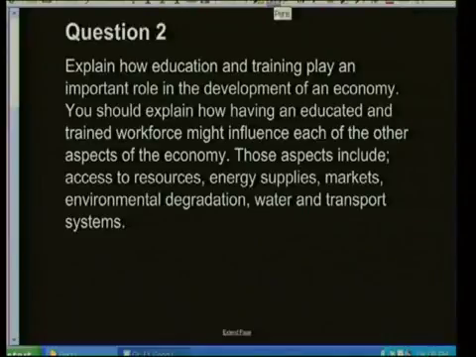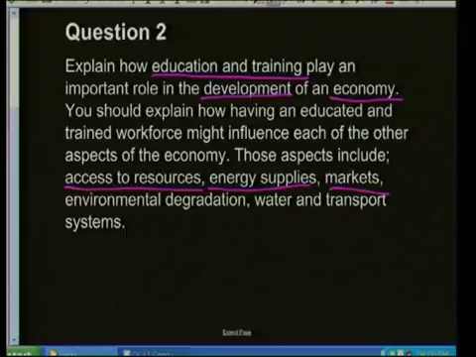explain how education and training, so that's what they want you to do. They want you to explain how education and training play an important role in developing the economy. You should explain how having an educated and trained workforce might influence other aspects of the economy. Those aspects include access to resources, energy supplies, markets, environmental degradation, water, and transport systems.